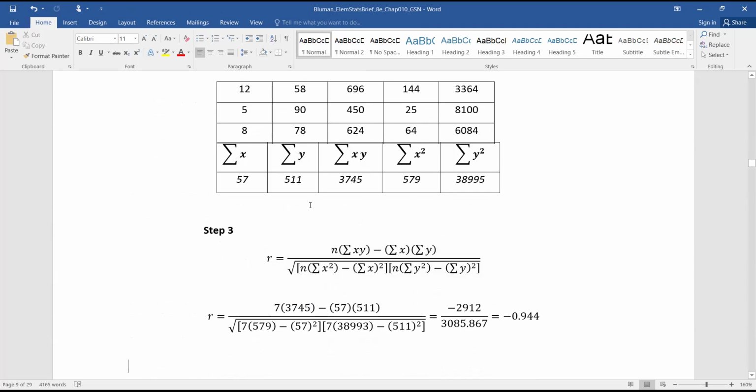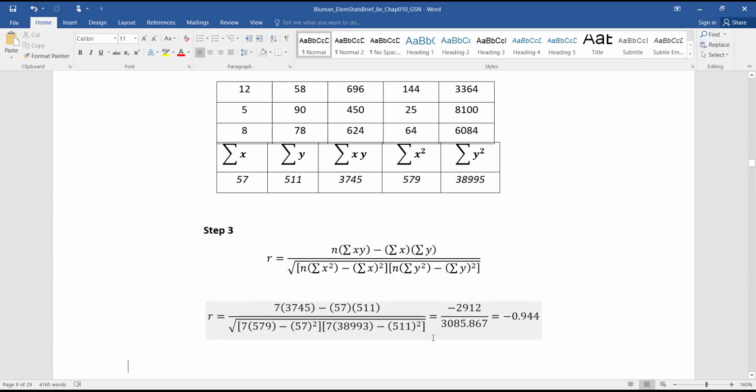So there were 7 students, right? 1, 2, 3, 4, 5, 6, 7 students. So that's my n. So I plug a 7 in. My sum of my xy was 3,745 minus my sum of x times sum of y. So that's 57 times 511. If you plug that in the calculator, it does come out to negative 2,912.